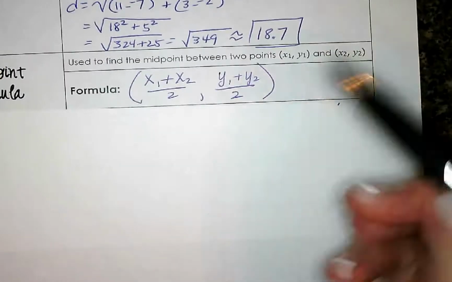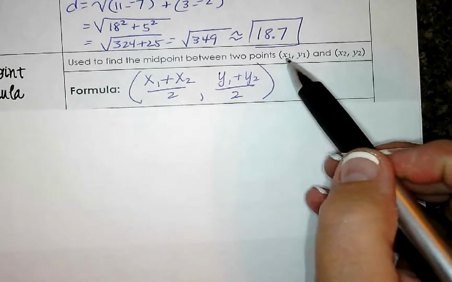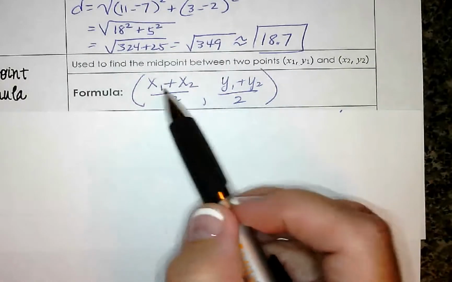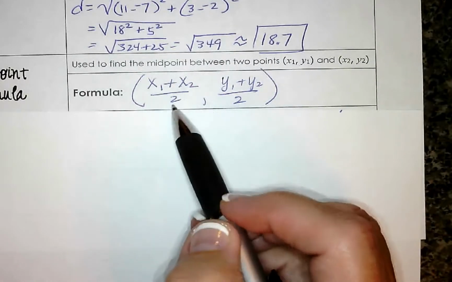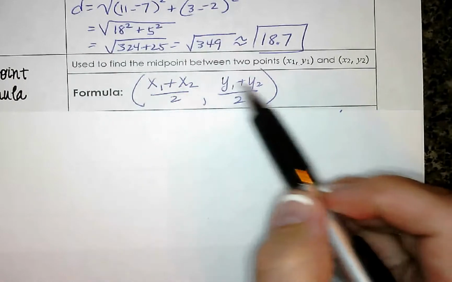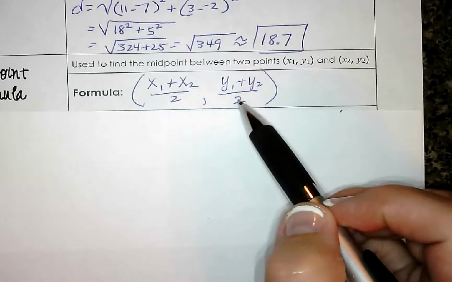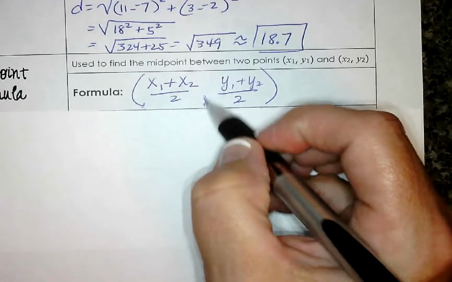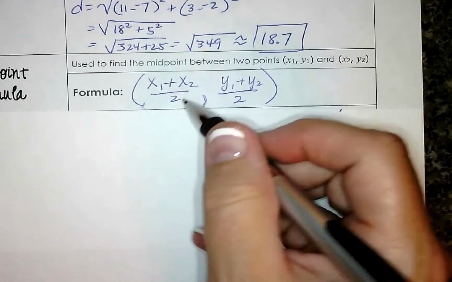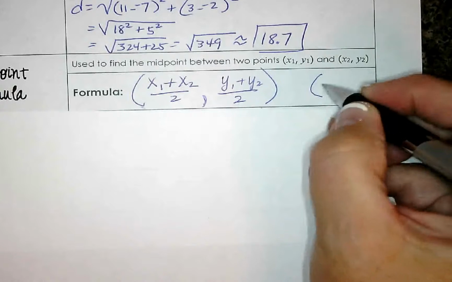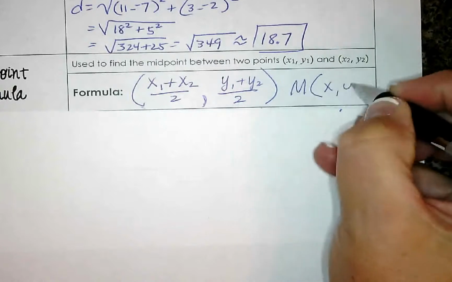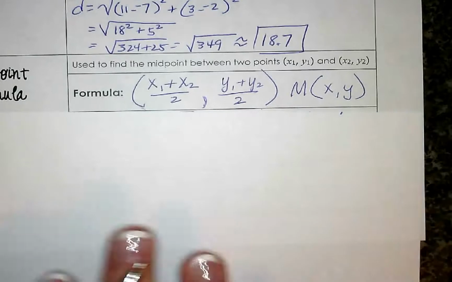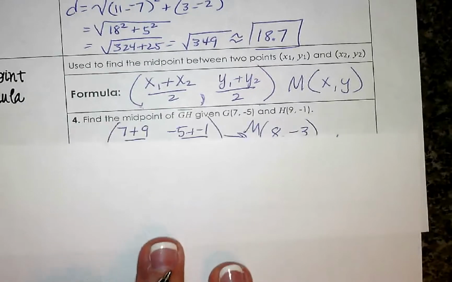If these are my 2 endpoints, x1, y1, x2, y2, I'm going to find the average between the x's. I'm going to add them together and divide by 2. I'm going to find the average of the y's, add them together and divide by 2. You'll notice that I have a point here with a comma between them, because on a graph, I need it to look like this, where the midpoint is going to be an ordered pair. So let's take a look at what that is going to look like for you.